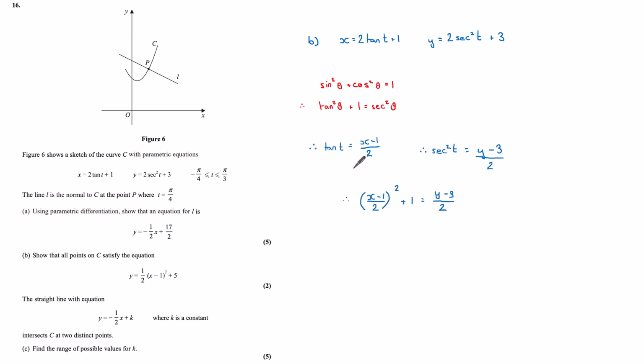Tan squared is going to be my x minus 1 over 2 all squared, plus 1 is equal to sec squared theta, which is my y minus 3 over 2. Squaring this bracket here, so x minus 1 all squared on the numerator, 2 squared is 4 on the denominator. Can now multiply through by 2 to give me x minus 1 squared over 2 plus 2 is equal to y minus 3. Adding 3 to the left hand side, we can switch this round so that y is equal to a half x minus 1 squared plus 5. Again, what I wanted to show.